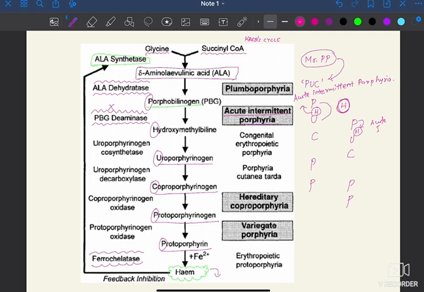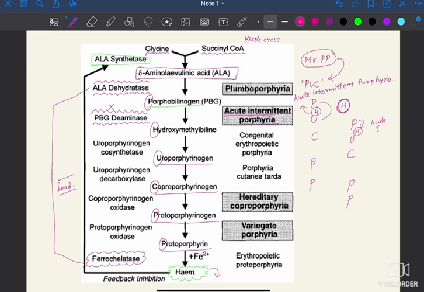Okay, so of these two enzymes, one I already mentioned, that is ALA dehydratase, and now ferrochelatase. These two enzymes are normally inhibited by lead. So in lead poisoning, these two enzymes are inhibited, so heme is not formed.